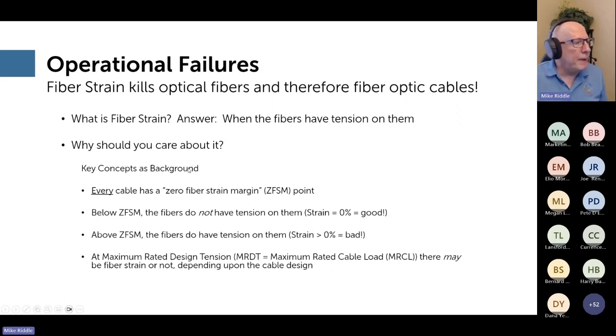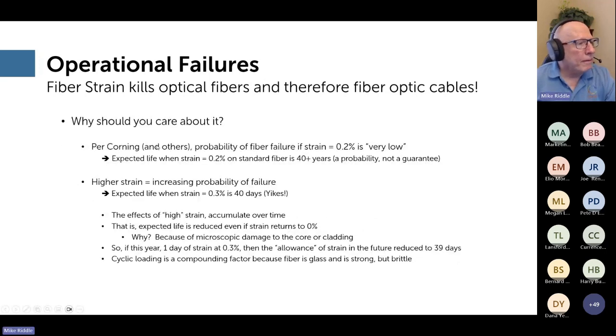Well, first you need to have some background here. Every cable has a zero fiber strain margin point. Below that point, the fibers do not have tension on them. So the strain on the fibers is zero, and that's good. Above that point, the fibers do have tension on them. The strain is greater than zero, and it's a little bit of an exaggeration to say bad, but you get the idea. I'm trying to keep it simple here. At the maximum rated design tension of a cable, sometimes called maximum rated cable load or MRCL, there might be fiber strain or there might not be, depends on the cable design.